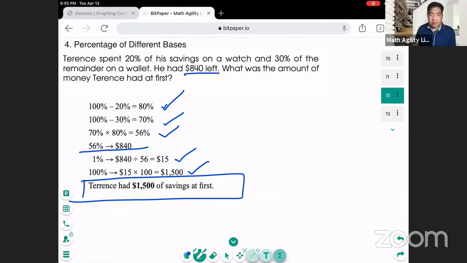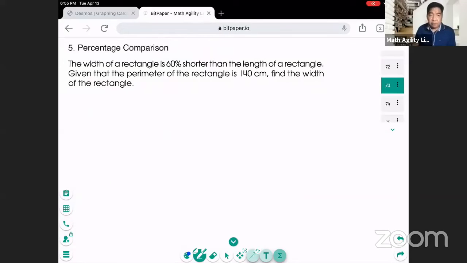All right, so now we move to the fifth question. Okay, so now we move to percentage comparison. So here is the question. The width of a rectangle is 60% shorter than the length of a rectangle. Given that the perimeter of the rectangle is 140 centimeters, find the width of the rectangle. Okay, so this kind of problem is really common when it comes to perimeter or area problems, right? So, let's use again the table method.